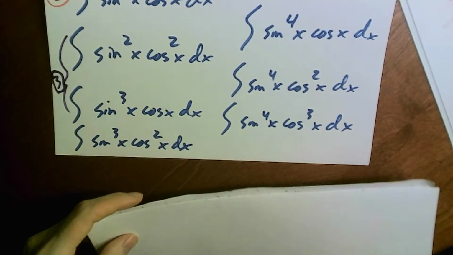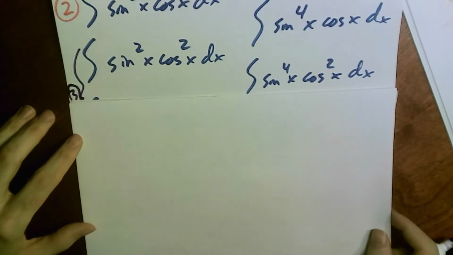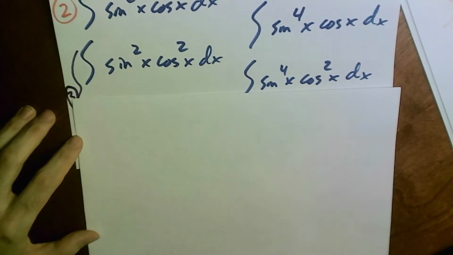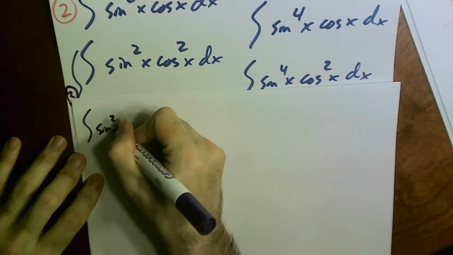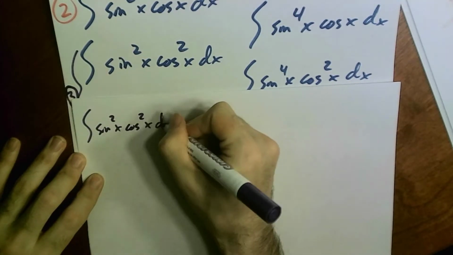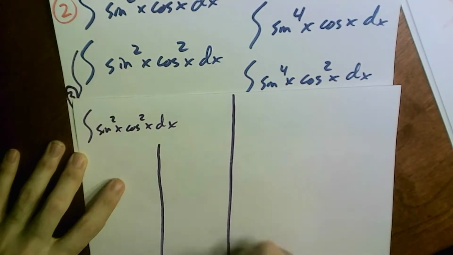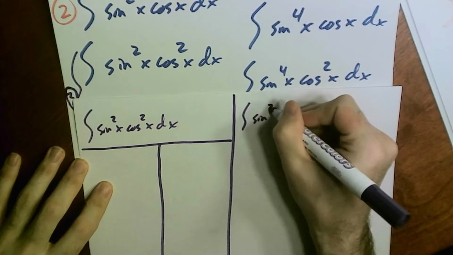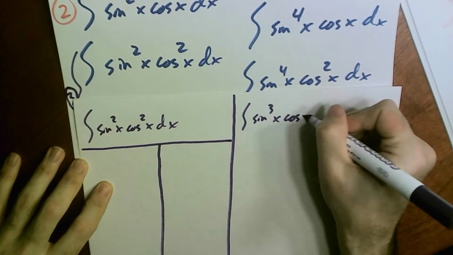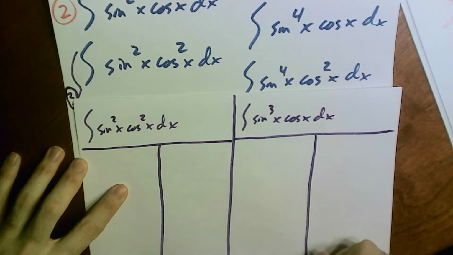So I'm going to try to fit all 3 different approaches, I should say, on one page here, which is going to get a little tricky. Maybe even 4, so bear with me. We have sine squared x, cosine squared x dx, and I'd like to try 2 different subs for that. And we're also going to be thinking about, at the same time, sine cubed of x, cosine x dx, and I'd also like to try 2 different subs for that.